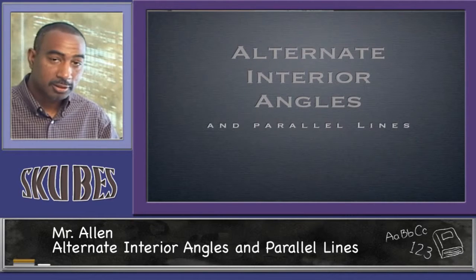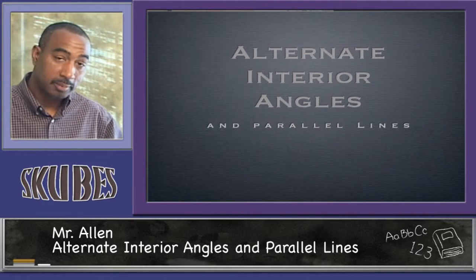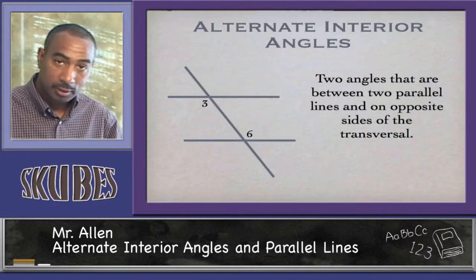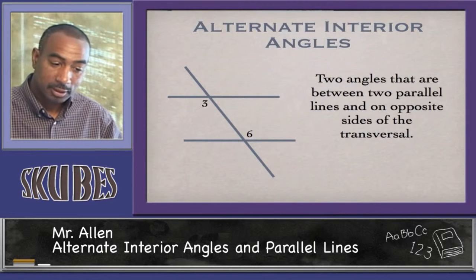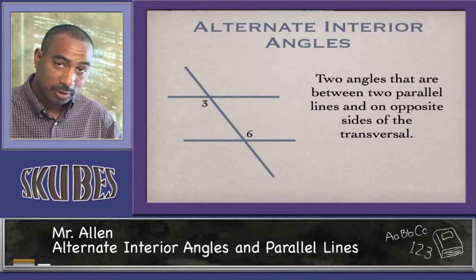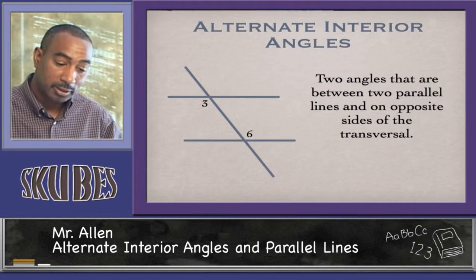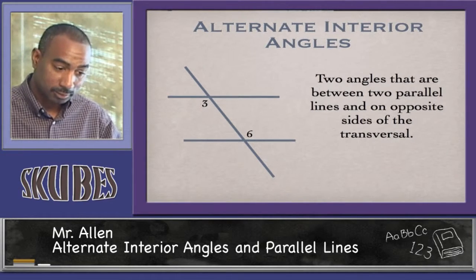Today's lesson will be on alternate interior angles and parallel lines. We'll start with the definition. Alternate interior angles are two angles that are between two parallel lines and on opposite sides of the transversal.